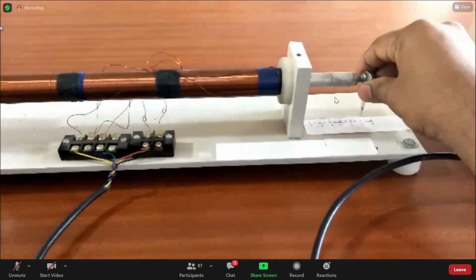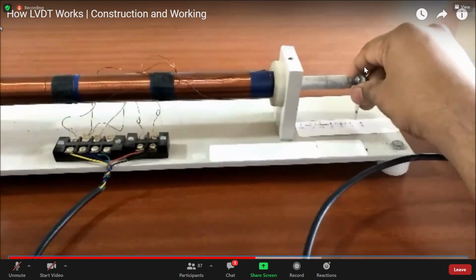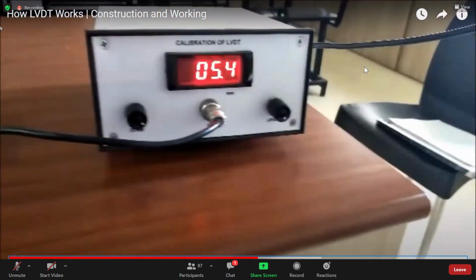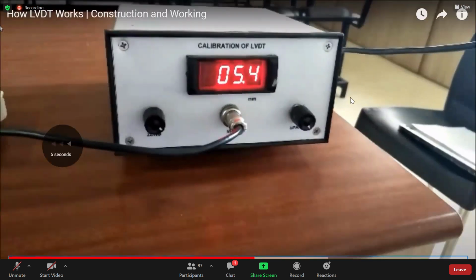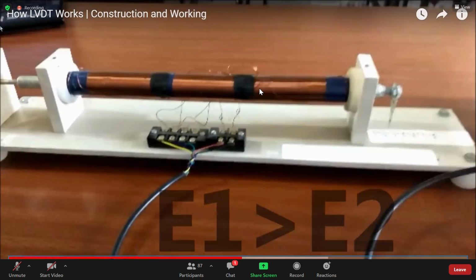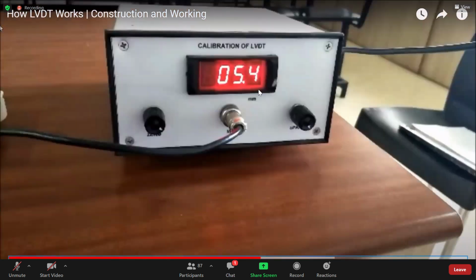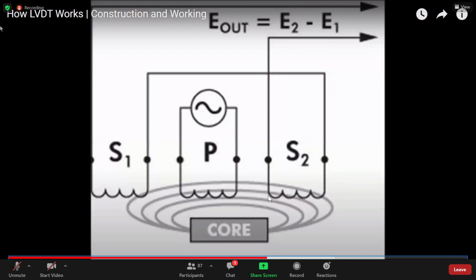Now we move the core towards the right and see the output. See, if you move the core towards left, you get a negative voltage, and if we move the core towards right, this is the present position towards right, the output is a positive voltage because the core is near the S2 coil, so the magnetic flux is near S2. We have very little magnetic flux near S1, so we get a positive voltage as output.